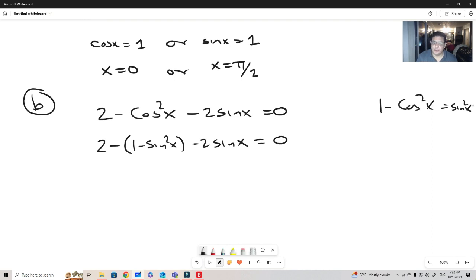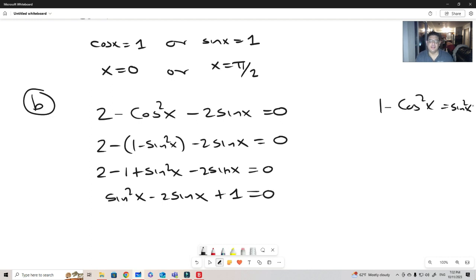You got to be careful though that if you have a parenthesis and you have a minus in front, you multiply everything by that minus. So for example, here is 2 minus 1 plus sine square minus 2 sine of x. Now I get this 2 minus 1, and so this is going to be 1. So essentially I can rearrange this as sine square minus 2 sine of x plus 1.